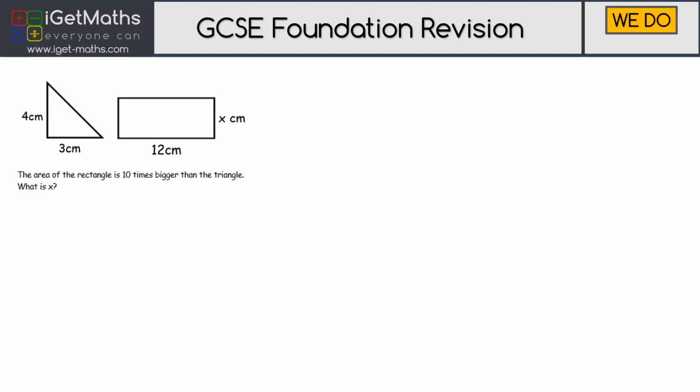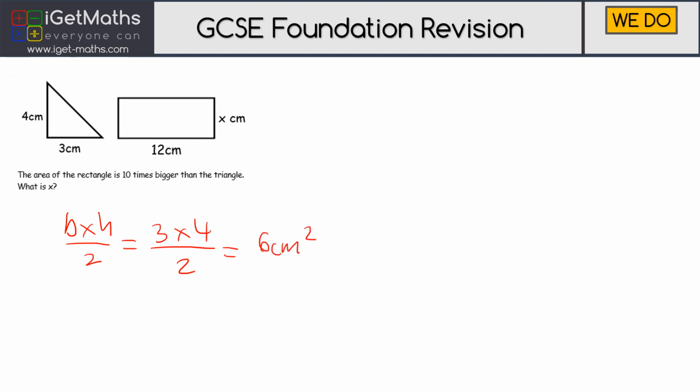Okay, so we've got this question here. It says the area of the rectangle is 10 times bigger than the triangle. What is x? So step 1, we need to find out the area of the triangle. So remember, the area of the triangle is base times height divided by 2. The base, we've got 3 times by 4 divided by 2. 3 times 4 is 12 divided by 2 is 6 centimeters squared.